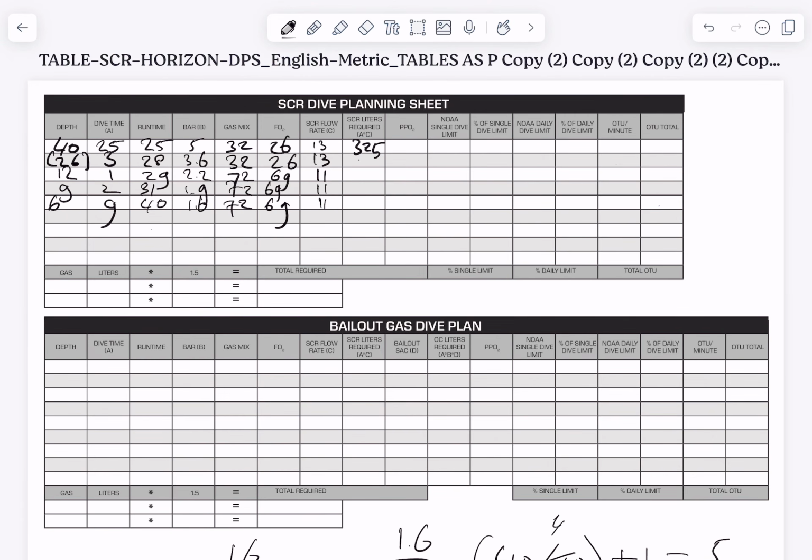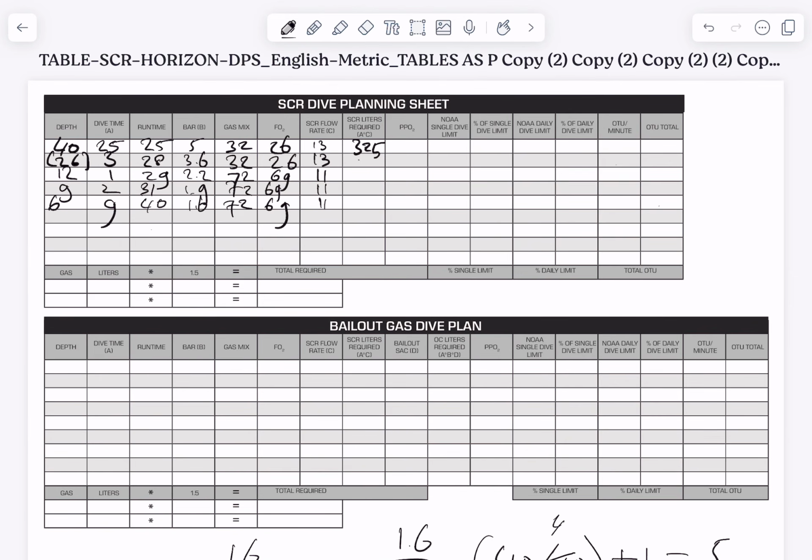325 liters. Now, then we have our ascent depth, or average depth, however you want to call it. That's also still a flow rate of 13. But it's going to be a 3-minute segment, right? So that's going to be 39 liters.